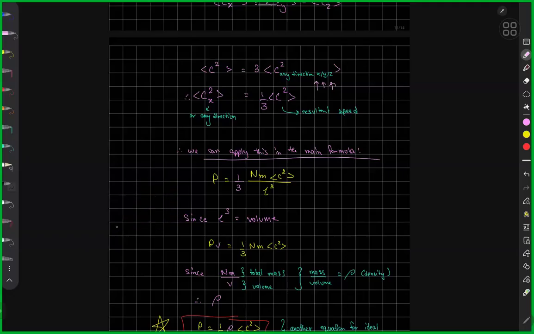How am I drawing this? Wait, I'm doing something so wrong over here. I don't even know what I'm doing.